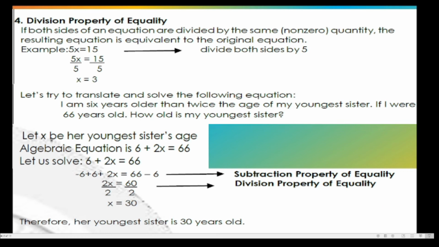So the next step is 2x divided by 2, so that we can separate x from 2. And if we use 2 from 2x, we need to use 2 from the other side, so we divide 60 too. That is under division property of equality. So we need to cancel 2 and 2. So we have remaining x, and 60 divided by 2, the answer is 30. Therefore, her youngest sister is 30 years old.